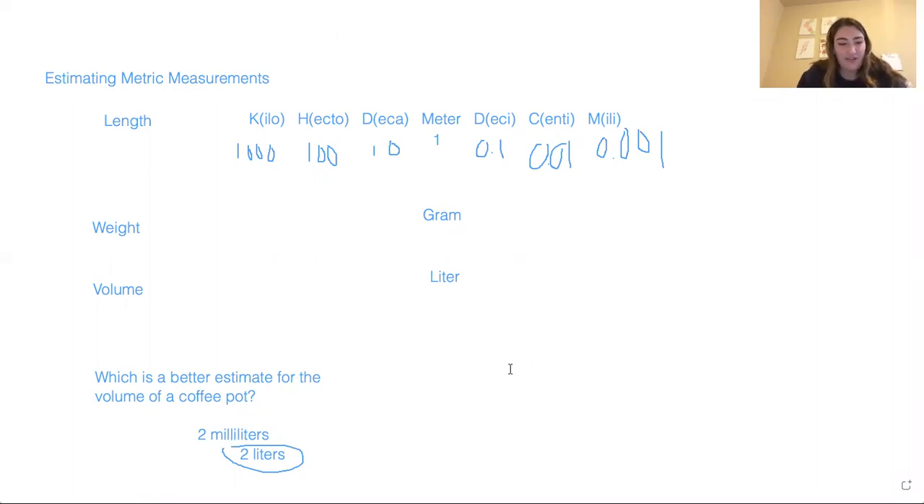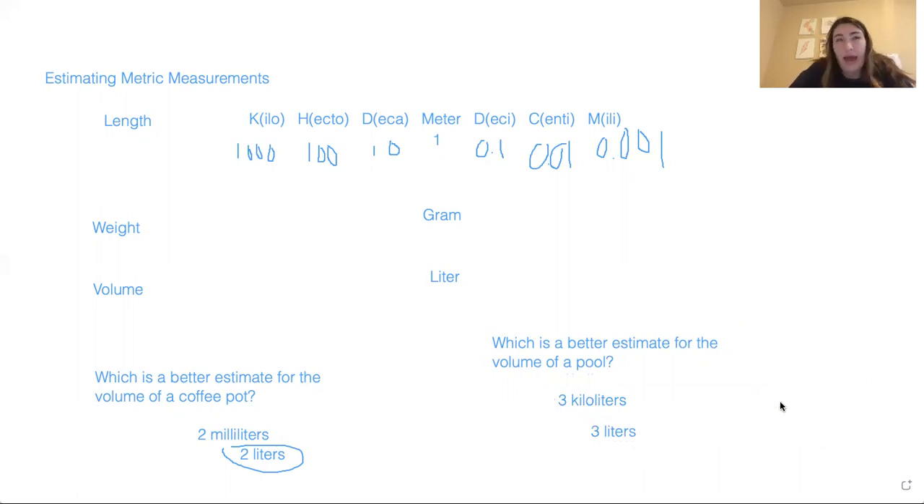So let's try a different one. Let's think. Okay. Which is a better estimate for the volume of a pool? So let's go 3 kiloliters or 3 liters.